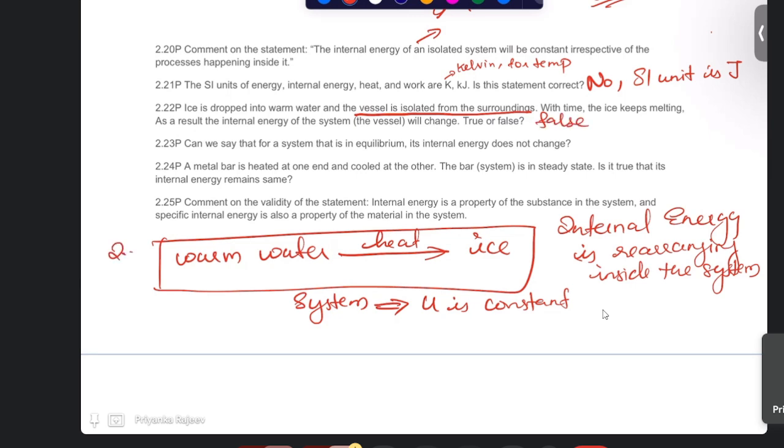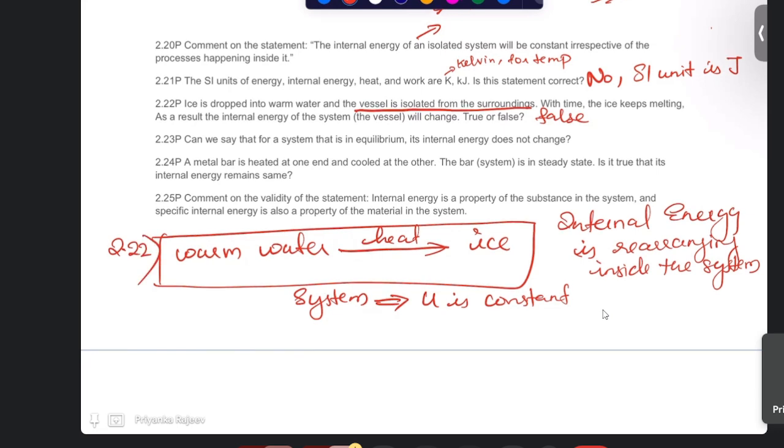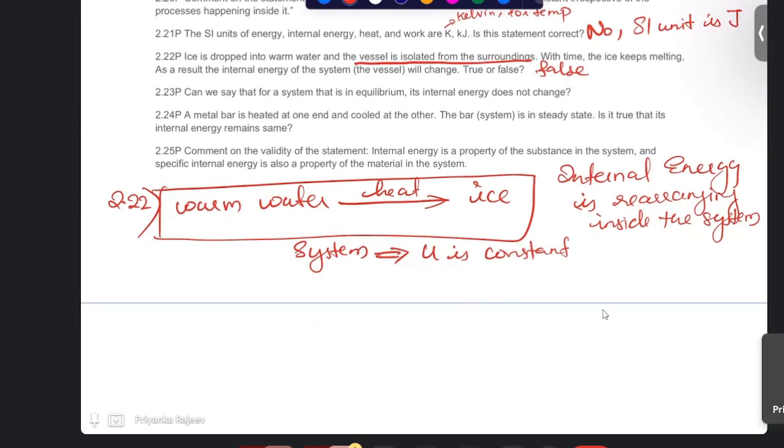Okay, 2.22. Now, 2.23: can we say that for a system that is in equilibrium, its internal energy does not change? Yes. Why? Because if chemical composition is not changing, then chemical equilibrium is attained. Then thermal equilibrium is attained, meaning there is no heat flow. Then work is not there, that means mechanical equilibrium is also there. So yes, that is true.